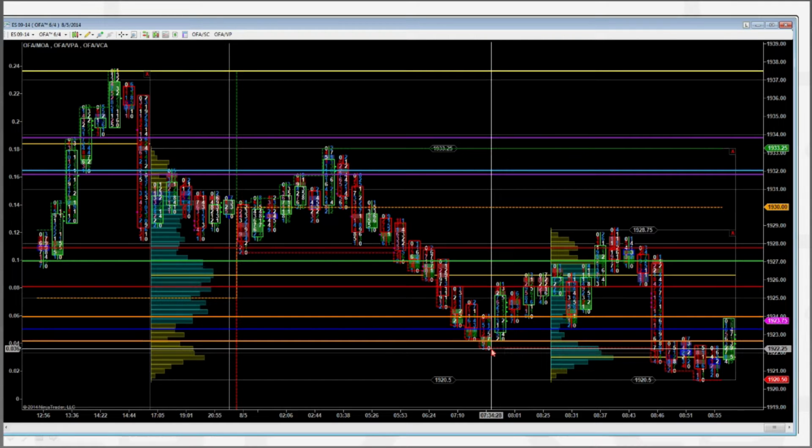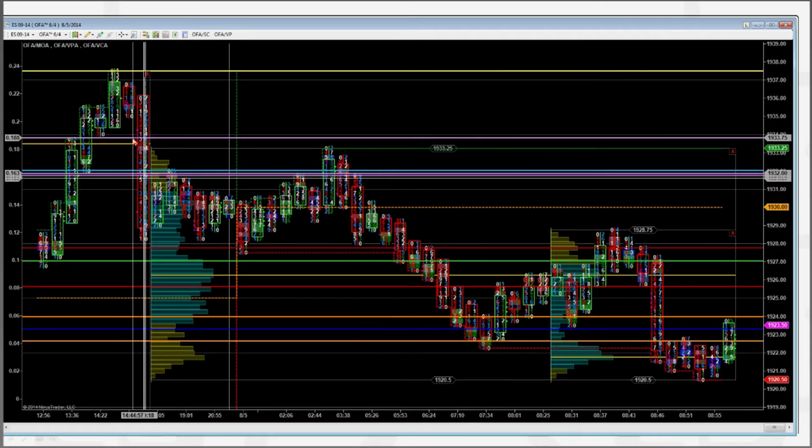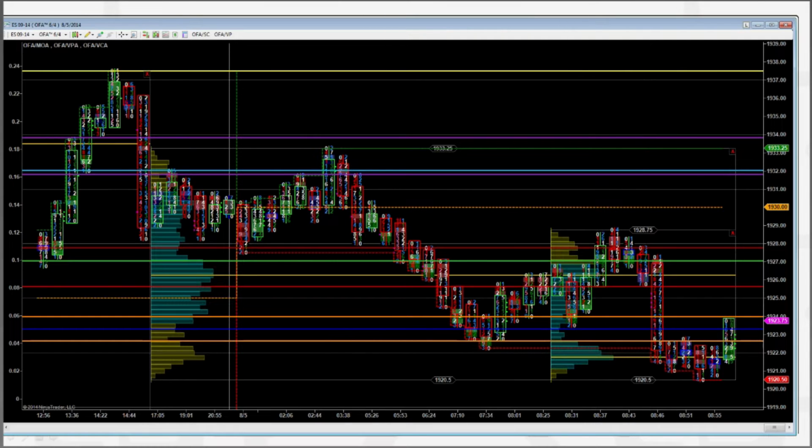Closing swing is the last push by buyers and sellers in the ES, in the market.